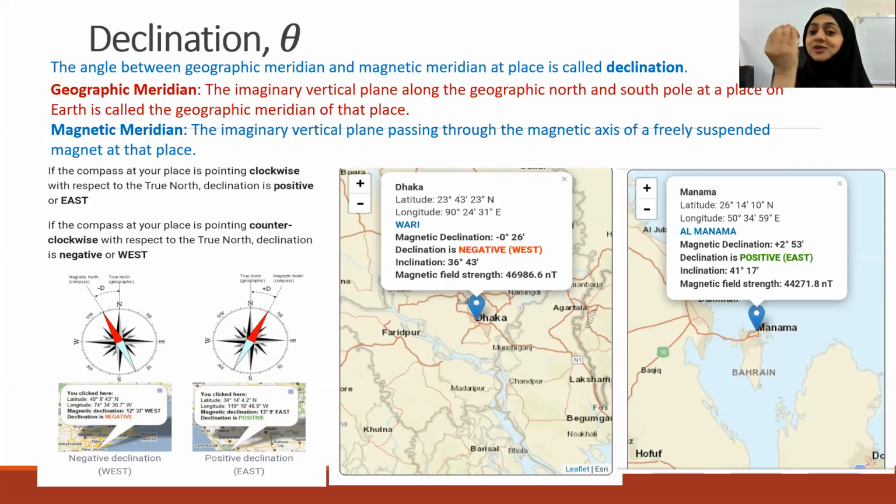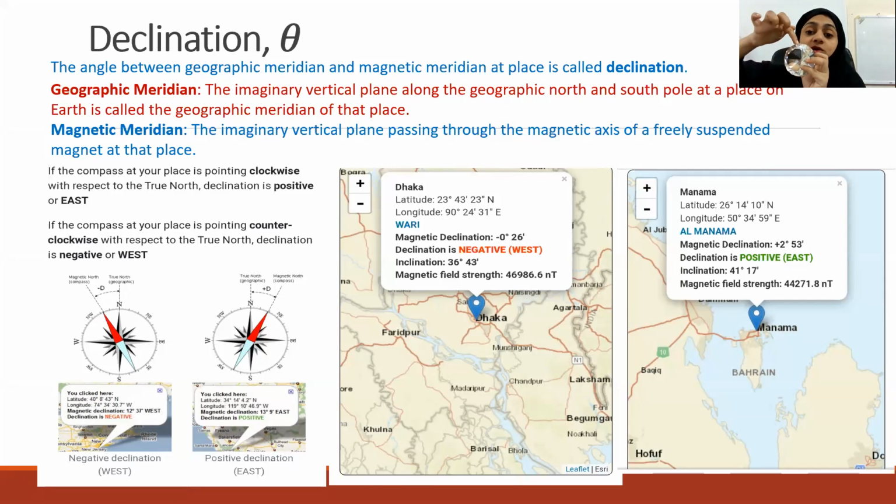Suppose this is a globe, even though it's not circular. On the globe, we have a geographic north, which we call just the North Pole, and the geographic south, which we call the South Pole. A line connecting the North Pole and South Pole is called the geographic axis. The magnetic South Pole and North Pole will not coincide with the geographic North and South. They will be at slightly different points.